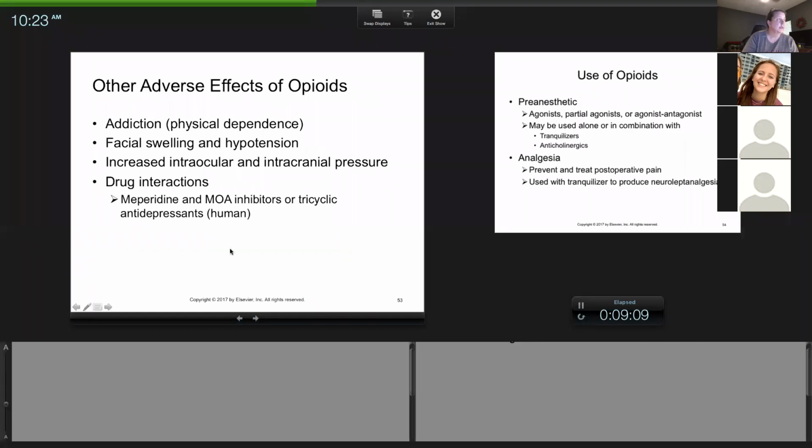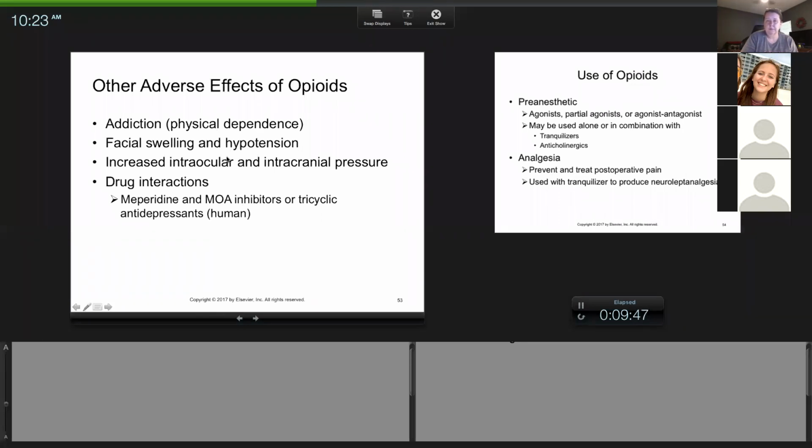Now, obviously, there is addiction. This is mostly to do with people. Some dogs, a day or two after they're home, may be whiny or clingy, but that usually wears off. So physical dependence is typically in people. You can get some facial swelling and hypotension. Morphine has a preservative, and if you give it IV too fast, you can really drop their blood pressure. Some of these opioids can cause vasodilation and hypotension.